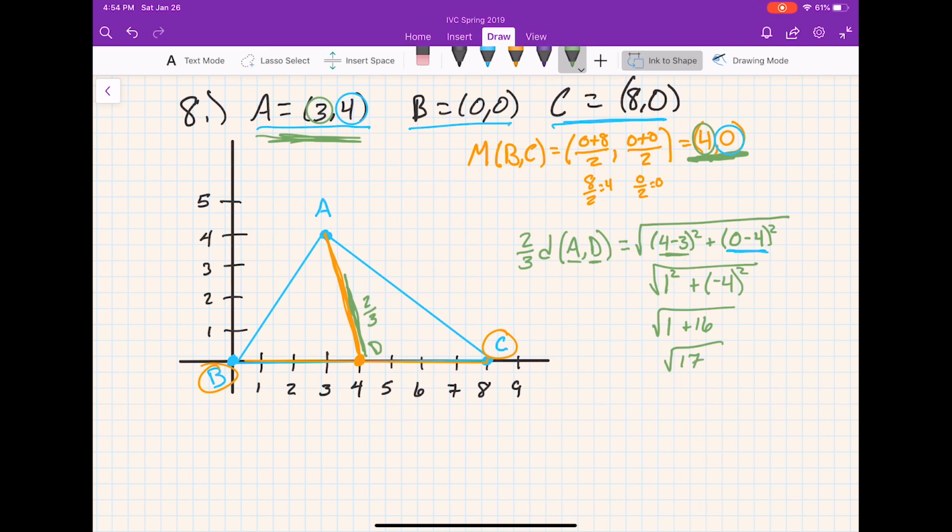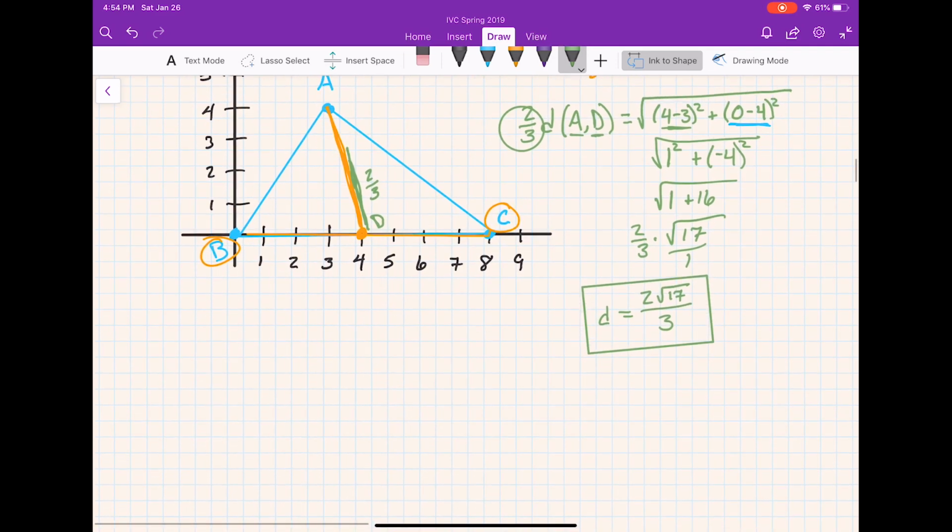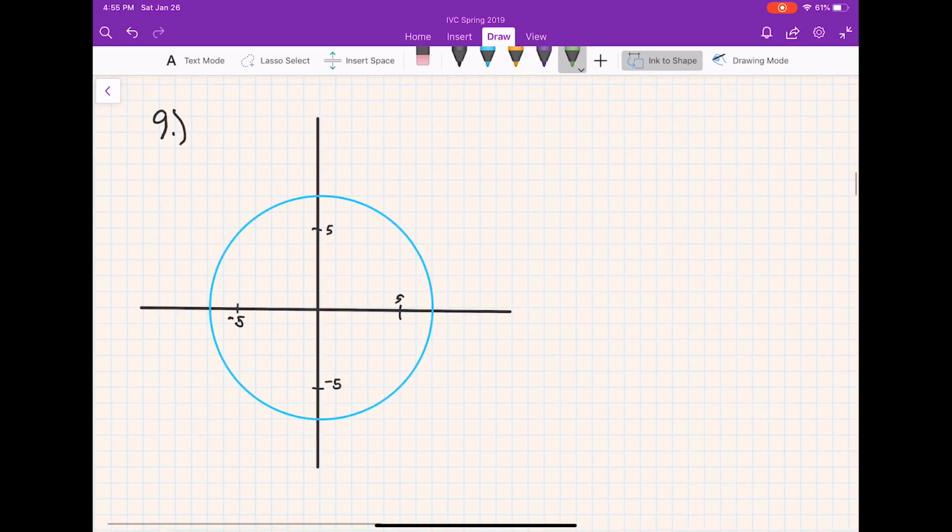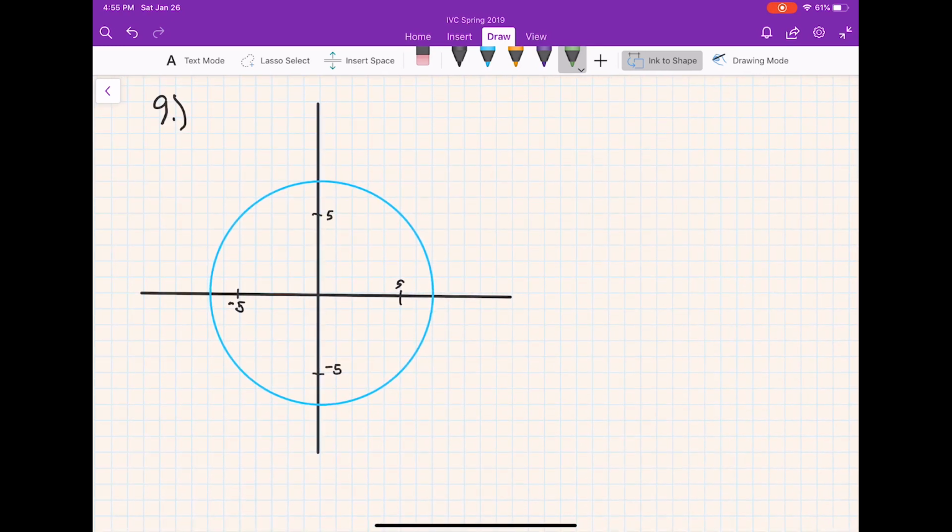Okay, but we said it's 2/3 this distance. Remember this 2/3 over here. So we're just going to take 2/3 times the 17 under the radical, so the square root of 17. So put 17 over 1 here. That gives us 2 times the square root of 17 over 3. That is our distance, folks. Right there. So not too difficult, although it's kind of hard to get what you want out of the words on the page.